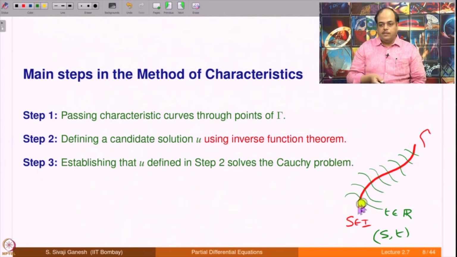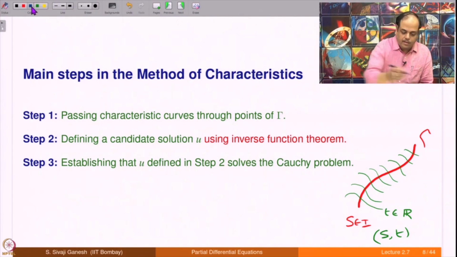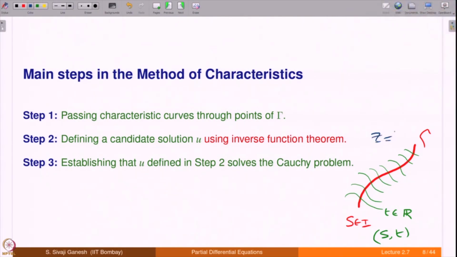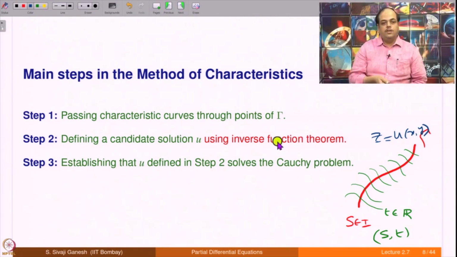Then we say that the surface that we are going to generate would be of the following type, where the third coordinate is going to be a function of the first two coordinates. That is what we hope, and that we will achieve in the step 2. We will define a function u as a function of two variables x and y using inverse function theorem, okay. And then we show that u is indeed the solution.